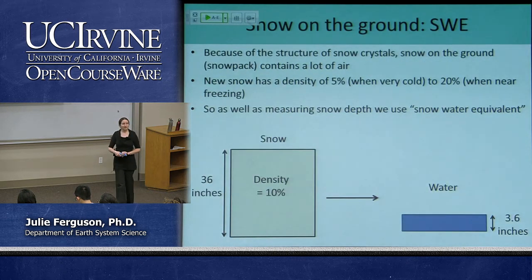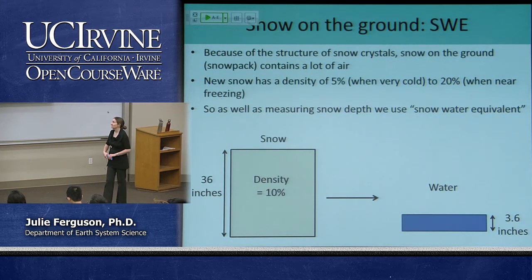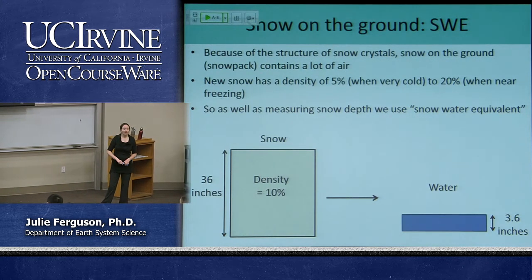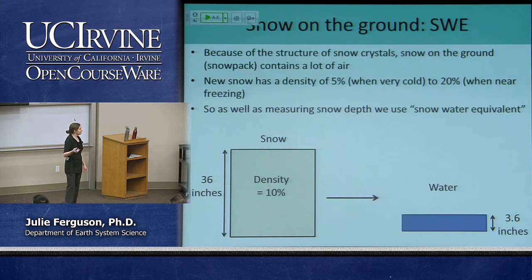So let's look a little bit more carefully at snow water equivalent, and you get to do some math, which I know you're all excited about. So why do we care about snow water equivalent? Why can't we just measure the depth and be done with it? It's because the density of snow can be so different.